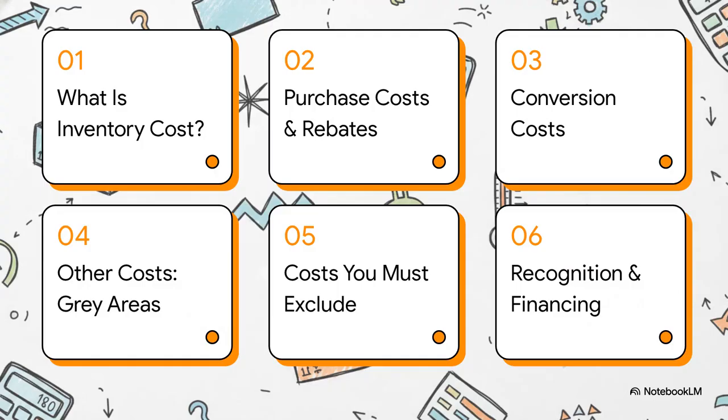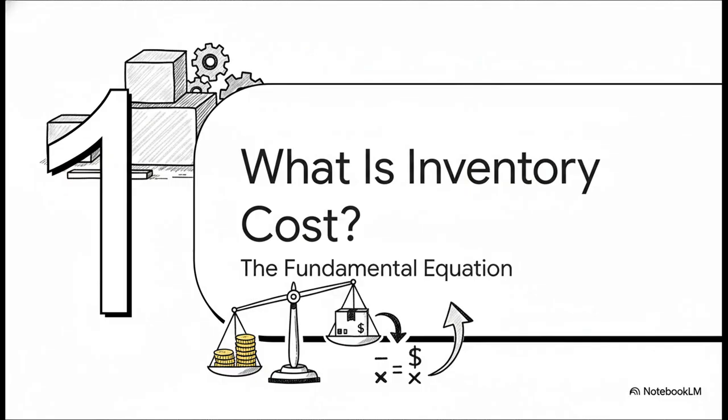So, here's our roadmap. First, we'll start with the big picture, the basic definition of inventory cost. Then, we'll get into the nitty-gritty, breaking down purchase costs, manufacturing costs, and some of those trickier gray area expenses. And to wrap it all up, we'll cover the stuff you absolutely can't include and a couple of special rules you've got to know. All right, let's jump right in.